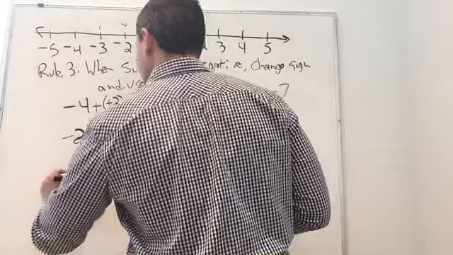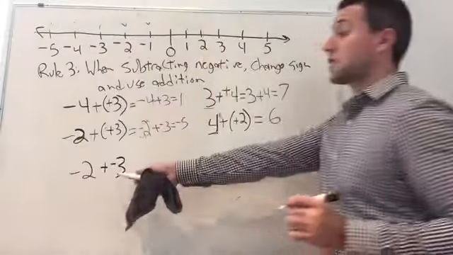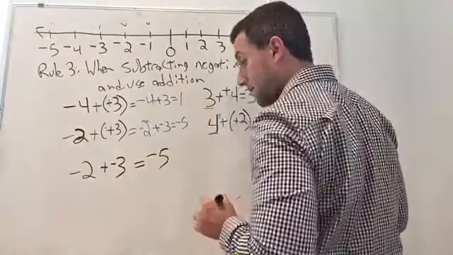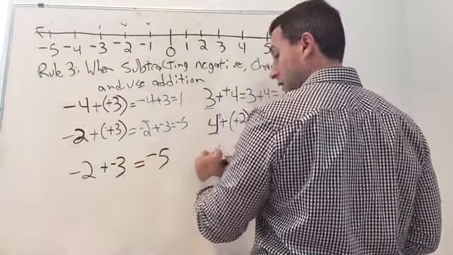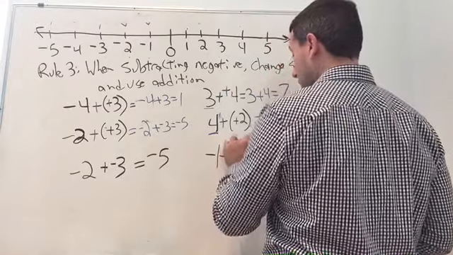Last two, negative 2 plus negative 3. Do we have anything to change there? No. So that's just negative 5. Last one, negative 1 minus negative 4.